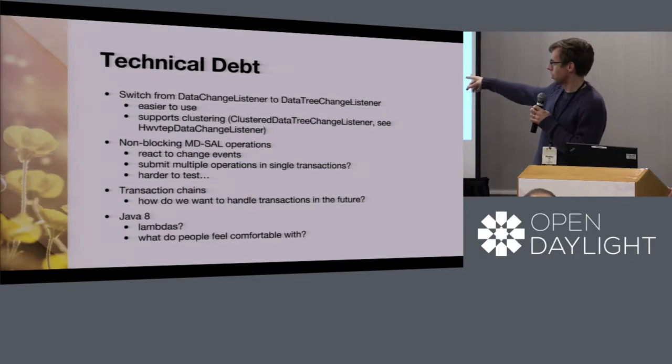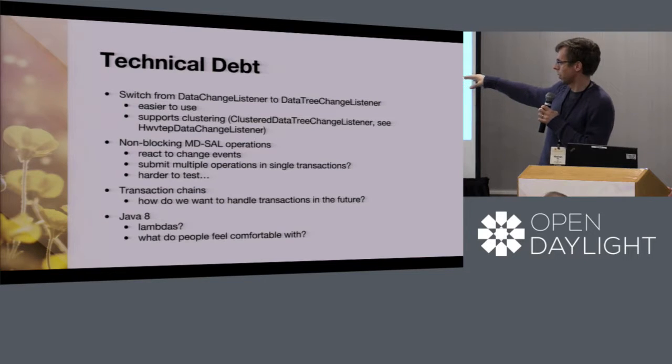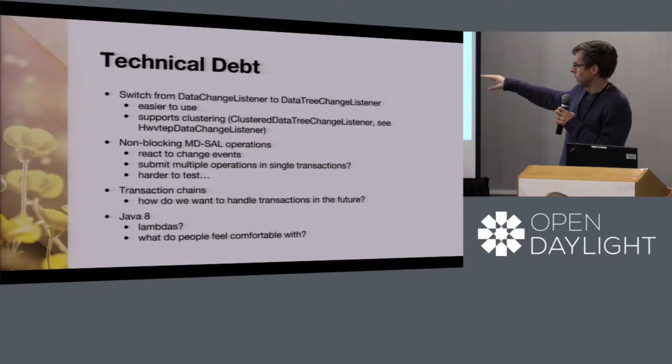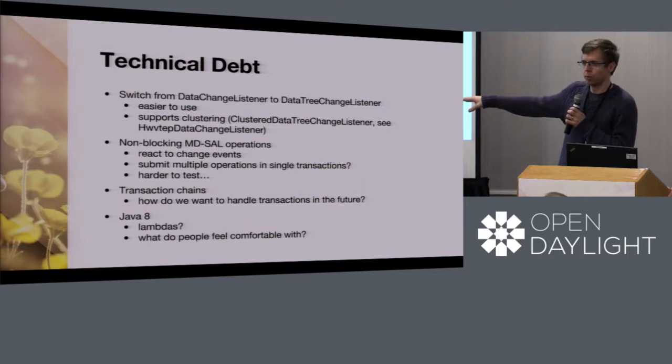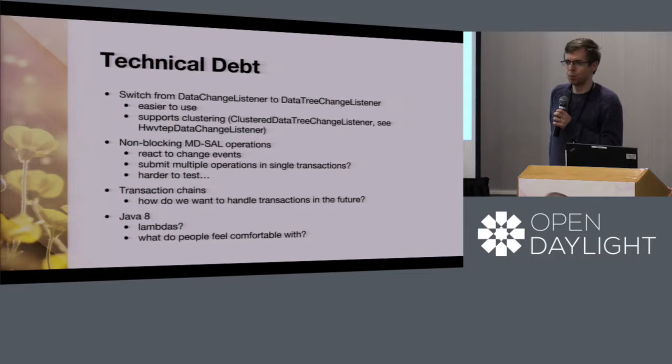Transaction chains, so this is the transaction invoker and other stuff as well. So basically we need to figure out how we want to handle all that. And finally, Java 8. For Boron, we're using Java 8 only, which means we can use all the cool new features in Java 8. But obviously, using cool new features only works if the code stays readable for everybody. So that all depends on what people feel comfortable with.